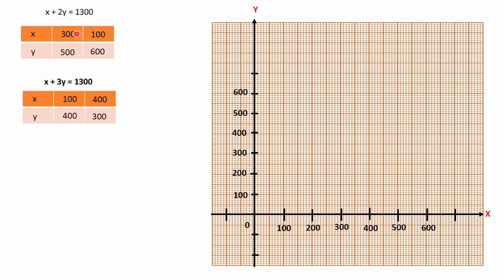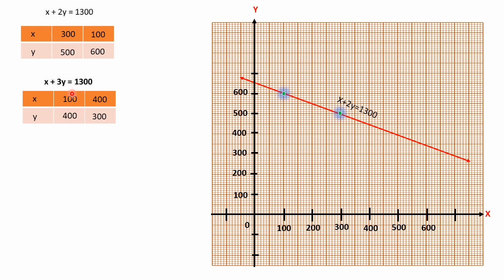The x value is 300, the y value is 500. So x axis 300 is here, and we have to go to y 500. So move up, y 500 will be coming somewhere here. So this is the point. Let's mark the point. And the next is 100, 600. The x value is 100, the y value is 600. So it will be coming here. So join by using a ruler.